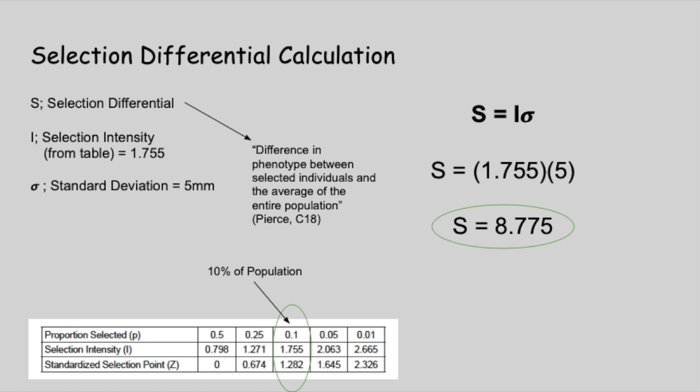I also calculated my selection differential, which told me the difference between my selected population and my original population. I did this using the formula S equals i times the standard deviation. My value for i came from the same chart as my z value. Plugging in my values, I got that S was equal to 1.755 multiplied by 5, giving me a selection differential of 8.775. So my selected individuals had spines 8.775 millimeters longer than the mean of my original population.